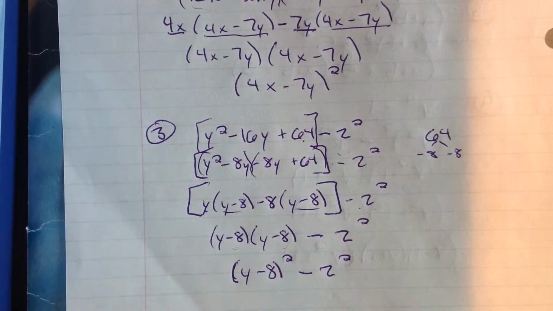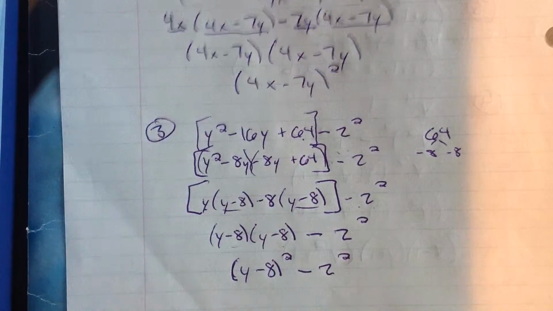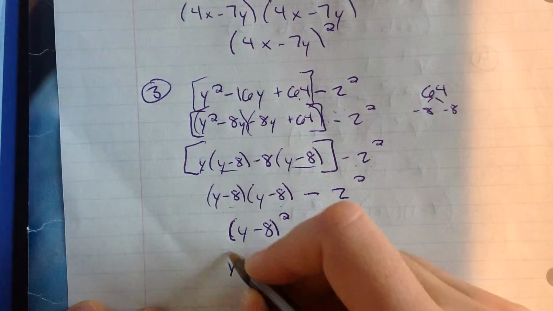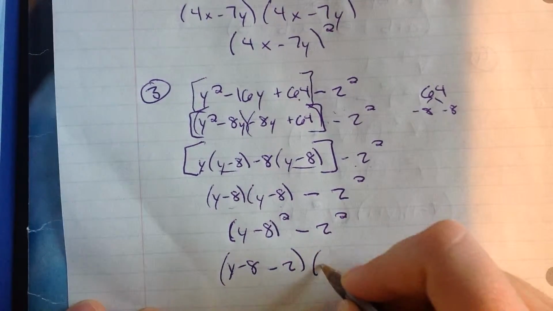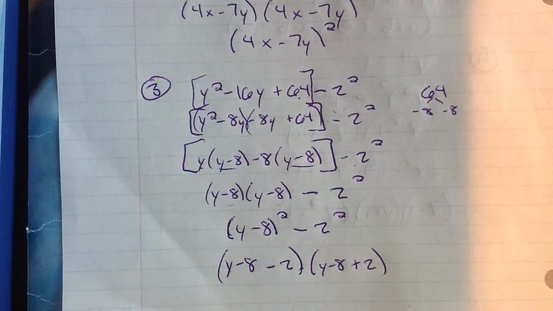And we're not done, because notice I have a difference of two things that are being squared. So I can factor it as the first minus the second, the first plus the second, and it's factored.